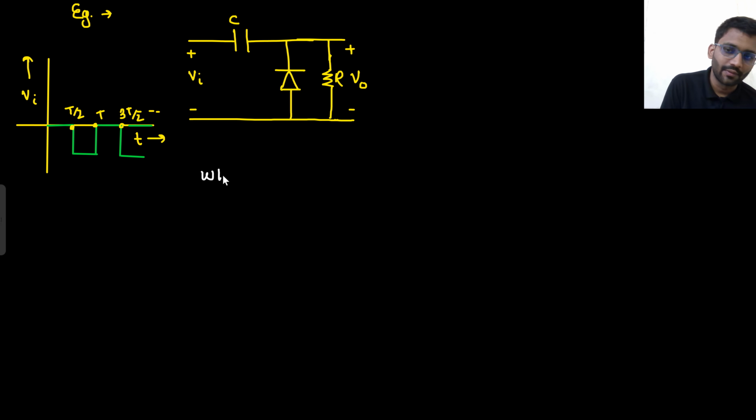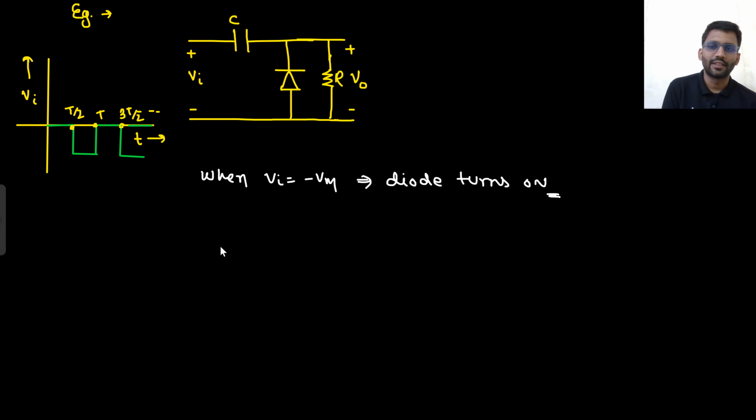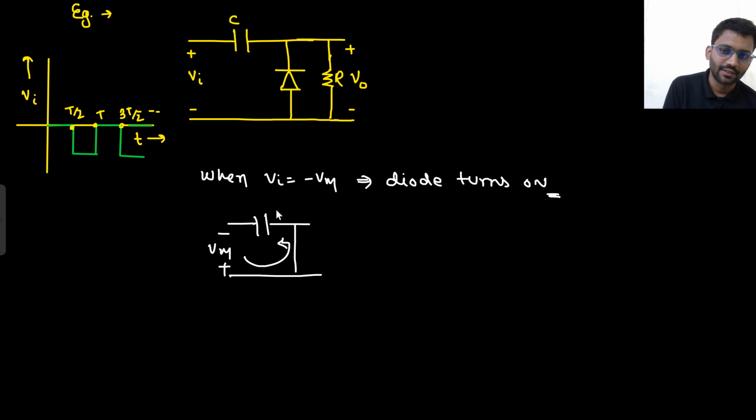So what did I say? When Vi is equal to minus Vm, diode turns on. So what will be the condition at that time? At that time, you just need to find the capacitor voltage. This applied input is minus Vm. You can write it in this manner. Now your capacitor is getting charged in this direction. Capacitor will be charged like this, right? If I am calling this Vc, so Vc steady state would be minus Vm, right?